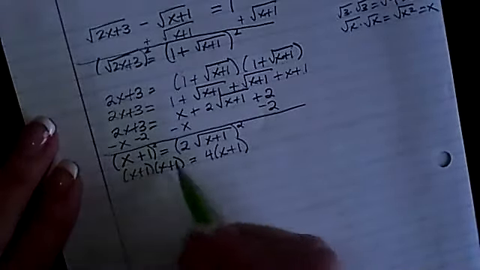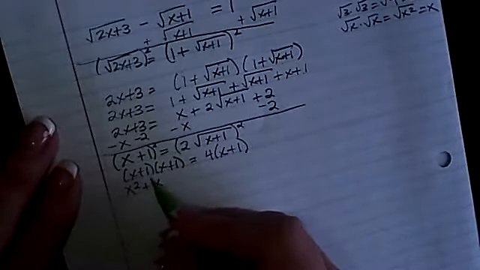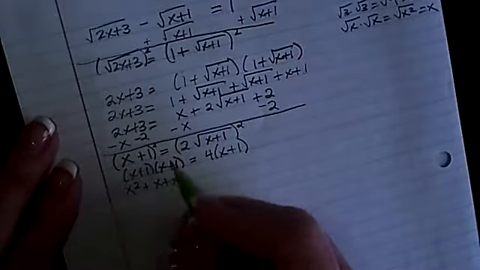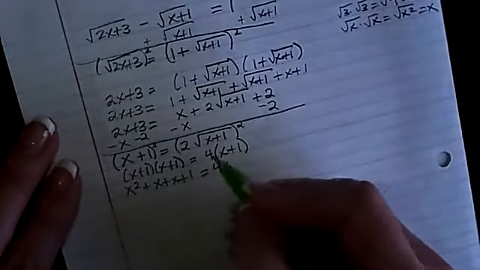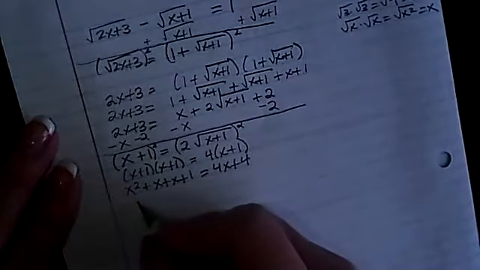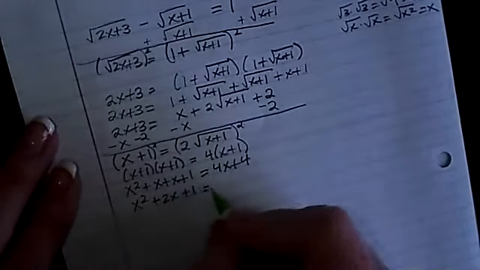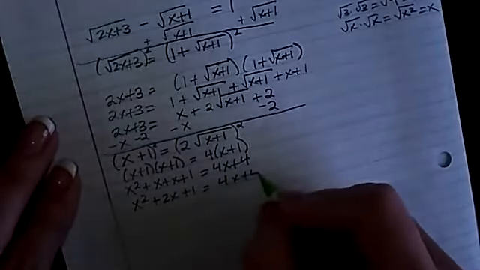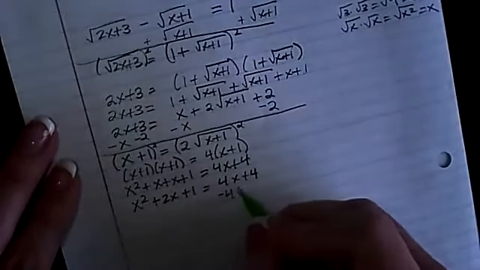So let's go ahead and multiply here. So x squared plus 1x, plus 1x plus 1, and distribute here 4x plus 4. Combine like terms here on the left side. 1x plus 1x is 2x. Now we're going to set it equal to 0 so we can solve it.